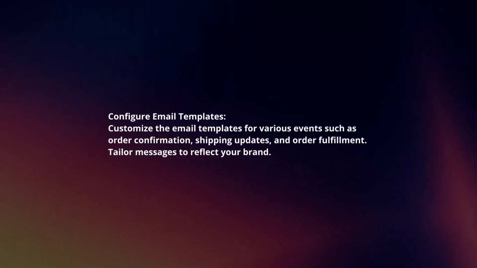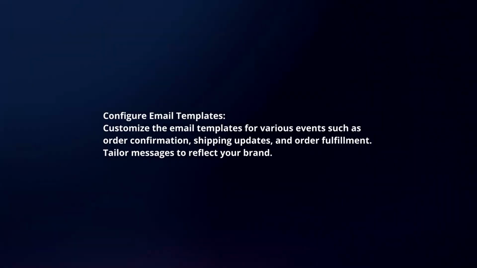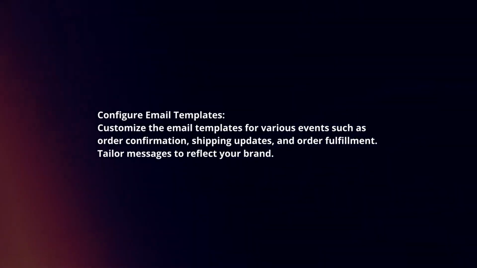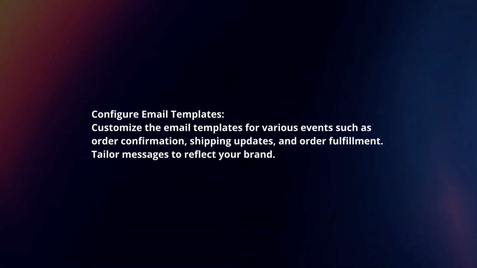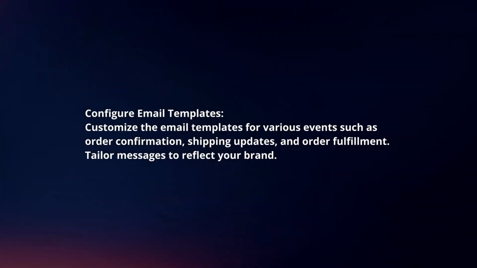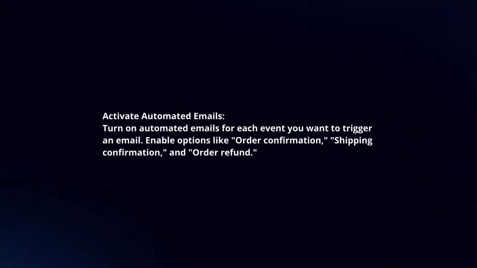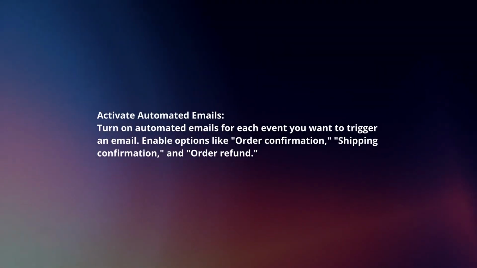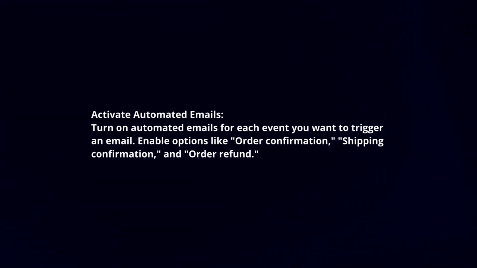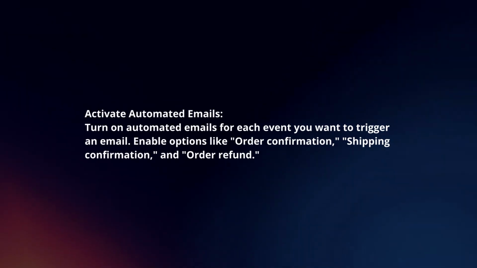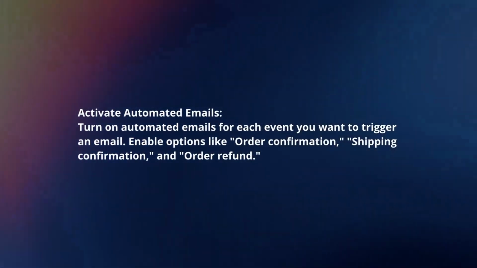Configure email templates. Customize the email templates for various events such as order confirmation, shipping updates, and order fulfillment. Tailor messages to reflect your brand. Activate automated emails. Turn on automated emails for each event you want to trigger an email. Enable options like order confirmation, shipping confirmation, and order refund.